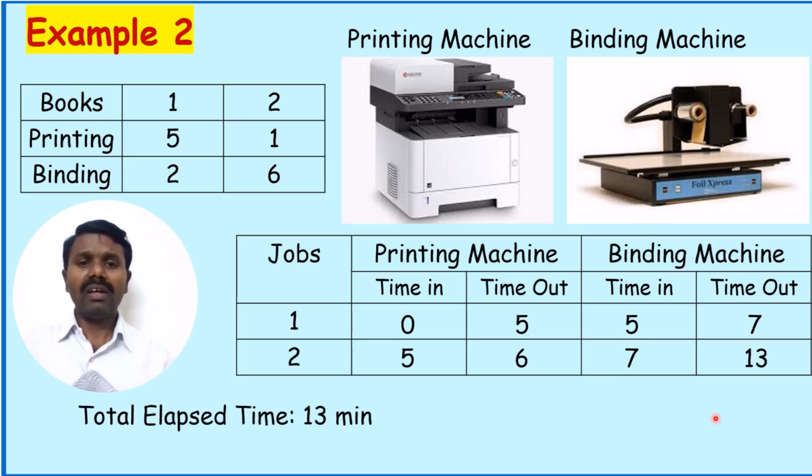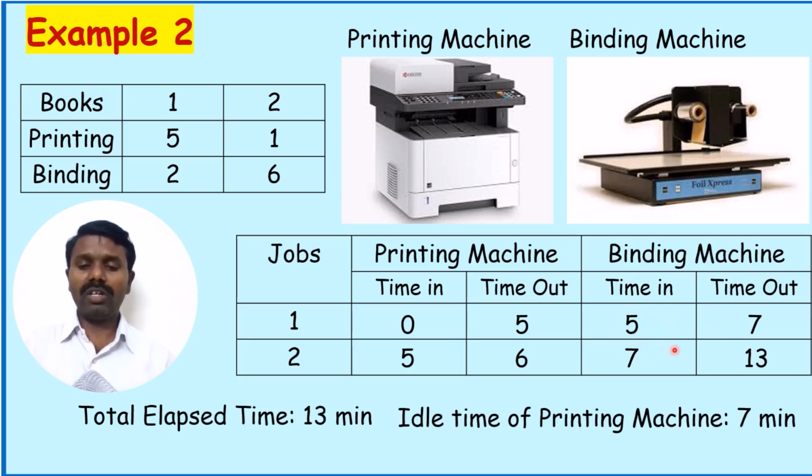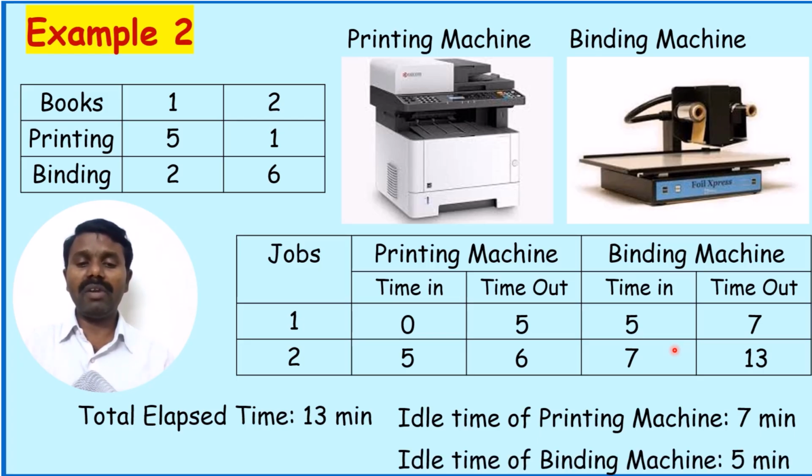Now let us consider the waiting time of the printing machine. Within 6 minutes the printing machine completed its task, but up to 13 minutes the printing machine should be waiting. That means the waiting time or idle time of the printing machine will be 13 minus 6, that is 7 minutes. Now the binding machine, initially it is waiting for the material to come here, so the idle time of the binding machine will be 5 minutes. So the total idle time of the printing machine is 7 minutes and the idle time of the binding machine is 5 minutes.